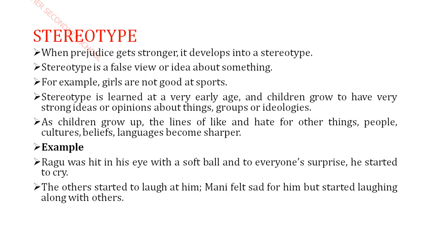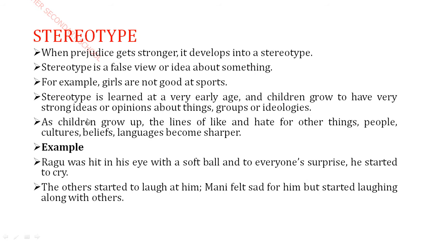See here, stereotype. What is the meaning of stereotype? Stereotype is nothing but a false view or idea about something. We can see the example, girls are not good at sports. Yes, most girls are not as interested in sports, but the boys are very interested in sports. So stereotype is learned at a very early age, from childhood itself. The children grow to have very strong ideas or opinions about things, groups or ideologies regarding stereotype right from childhood.